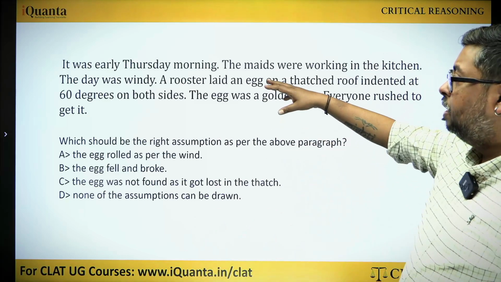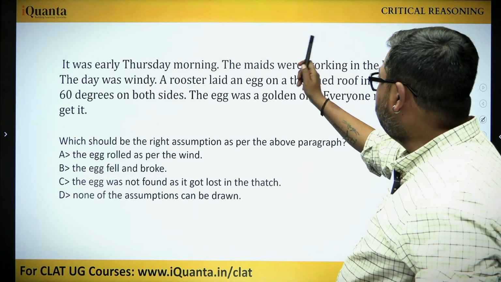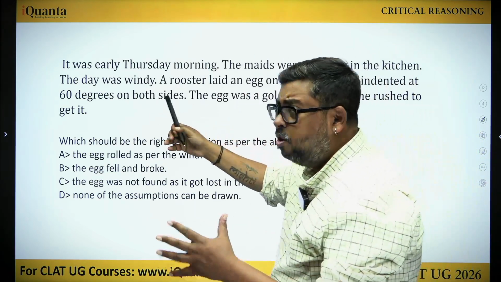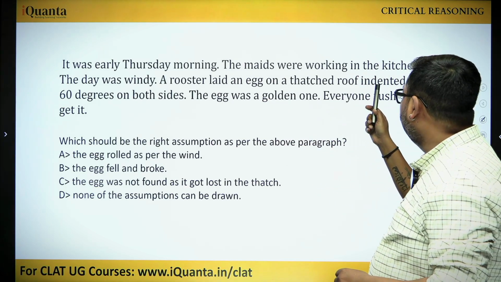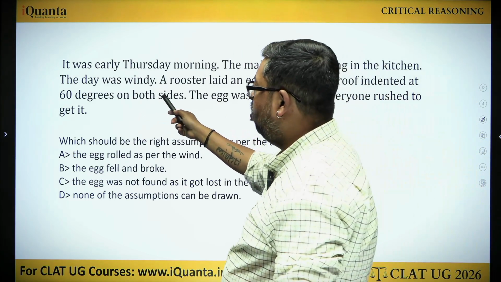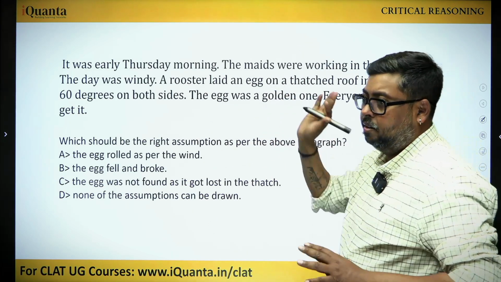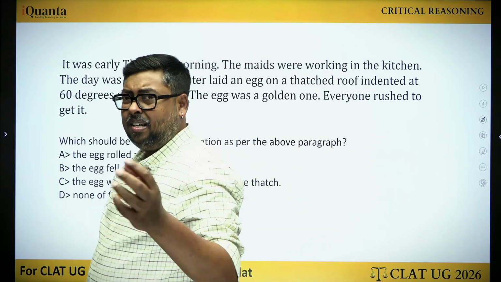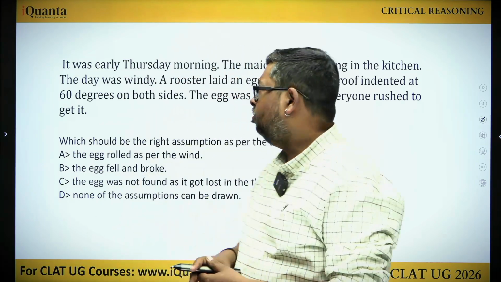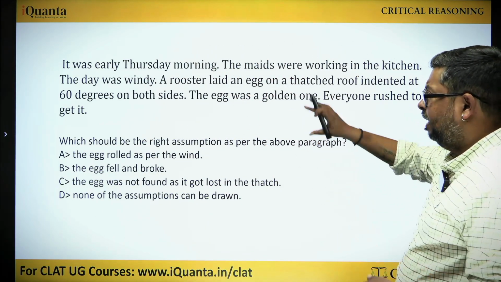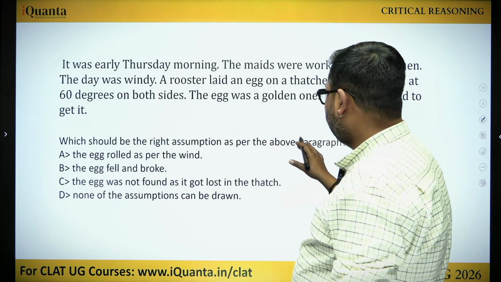The first one, it's just a small passage I have given. It was early Thursday morning. The maids were working in the kitchen. The day was windy. A rooster laid an egg on the thatched roof, indented at 60 degrees on both sides. The egg was a golden one. Everyone rushed to get it. So everyone has understood what the paragraph is about. It's not very difficult, right? So we read it, and then the question came: which would be the right assumption as per the above paragraph?